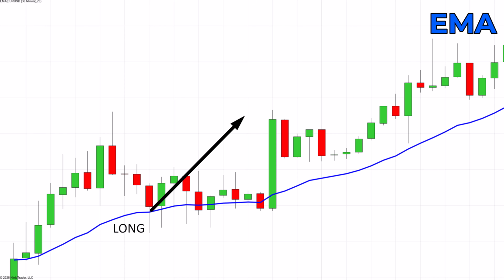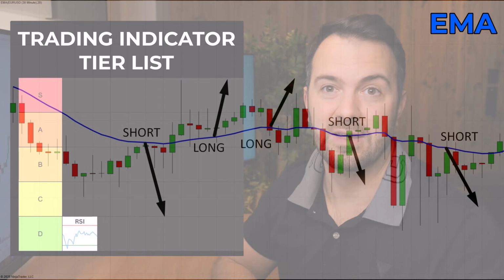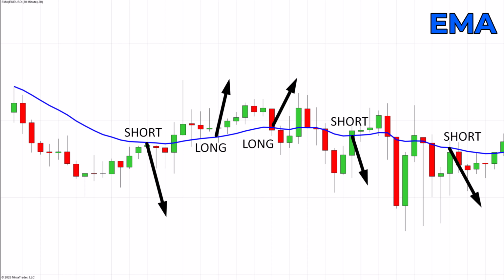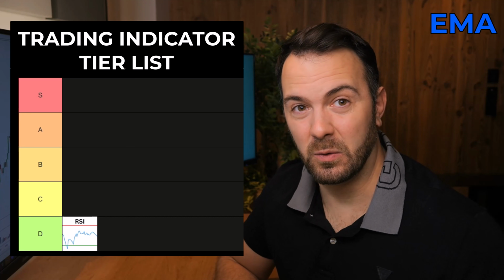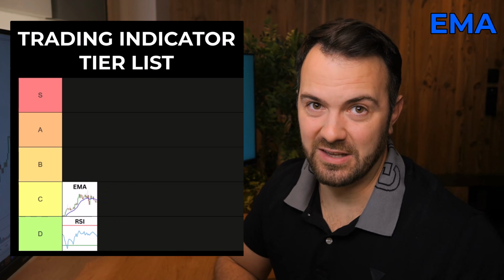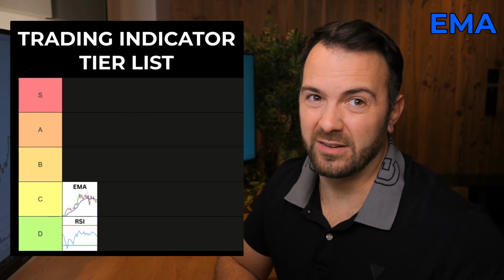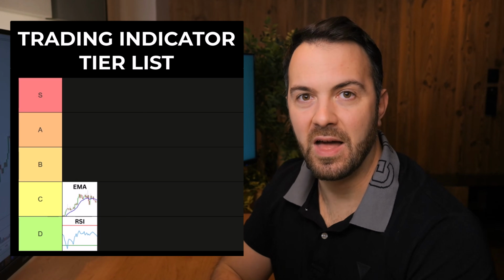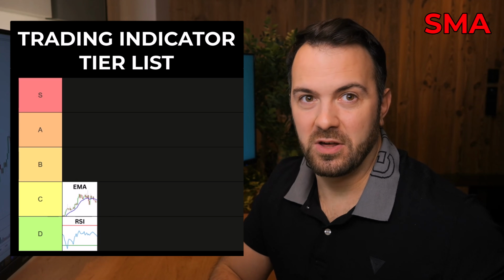Next one will be EMA, exponential moving average. EMA can help a bit in a clear trend, especially if you trade pullbacks in that trend, but that's about it. In rotation, it gets chopped to pieces because it reacts to every tiny wiggle. It is better than RSI, so it will go into the C tier, but it is still a very basic and very context blind indicator.